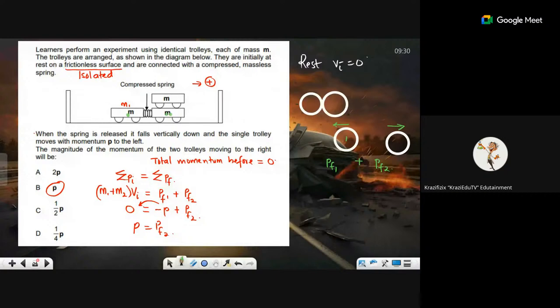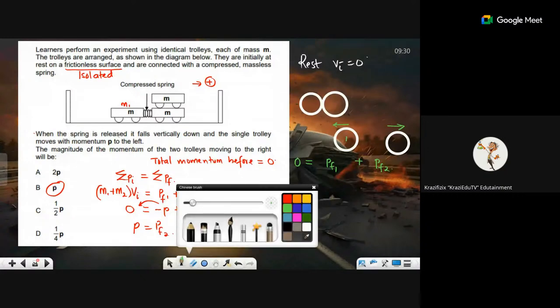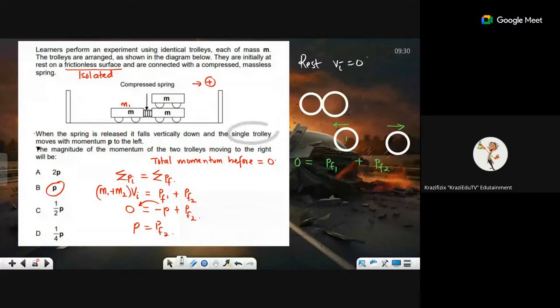Now look at the next statement. We are told this is equal to zero. When the spring is released, it falls vertically down, and the single trolley, which we took as object one, moves with a momentum of P. In which direction? To the left. We chose right as positive, so left should be negative. So zero equals negative P. Does that make sense? Yes, sir. Plus, we don't know the final momentum of the second object. Now, the examiner is saying the magnitude of the momentum of the two trolleys, which is our M2, what will it be? We do simple math now.